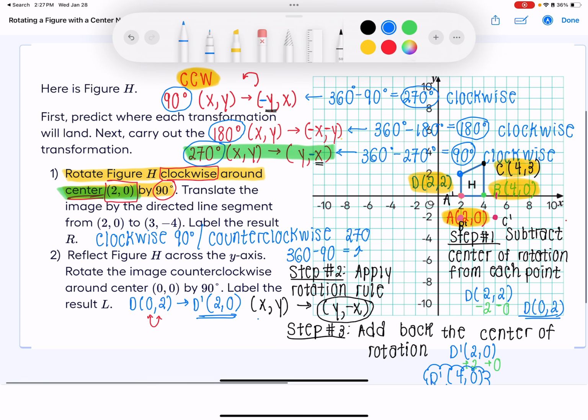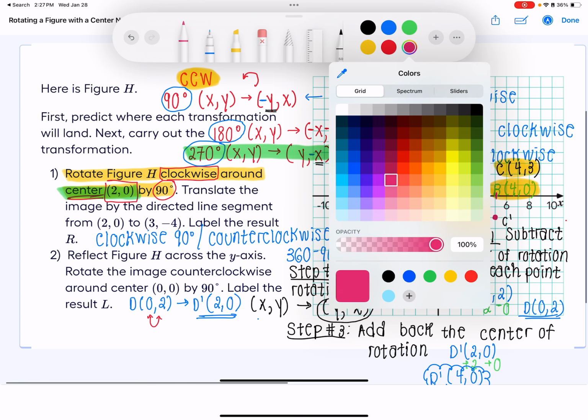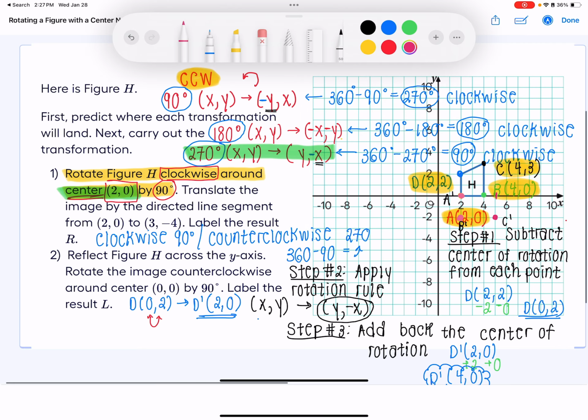Okay, let's go back to our grid now. And let's locate d prime. So 4, 0 is right over here. And we're going to label this as d prime.